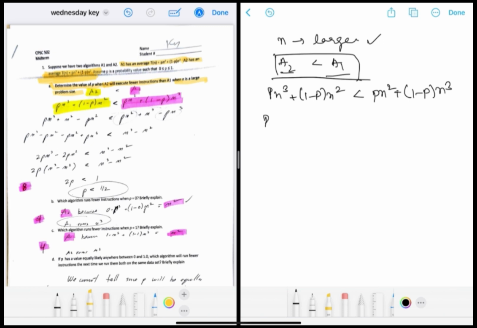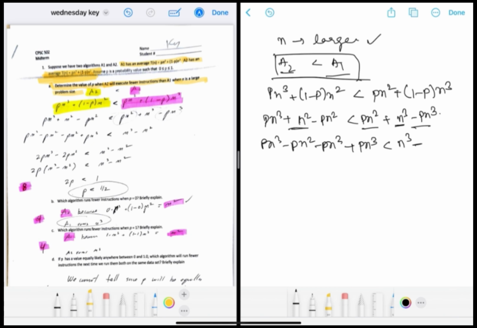If we solve this, Pn cube plus n square minus Pn square is less than Pn square plus n cube minus Pn cube. Let's just take all the p terms to the left side and all the non-p terms to the right side so that we can solve for p. So let's put pn cube minus pn square, these two, to the left side. If we take those to the left side, we'll get them sign switched. So minus pn square plus pn cube is less than n cube, that is here, minus n square.